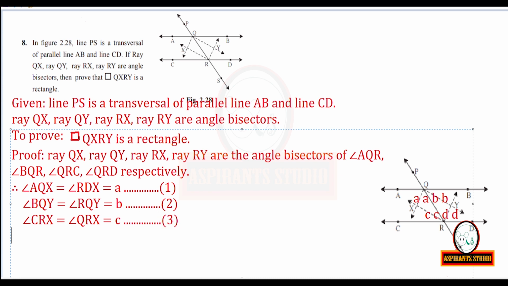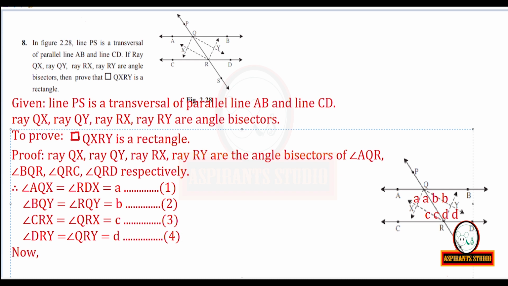Now coming to the fourth ray. Ray RY is the angle bisector of angle QRD. Look at the figure. So measure of angle DRY will be equal to measure of angle QRY, which we are taking as D. That is equation number 4.